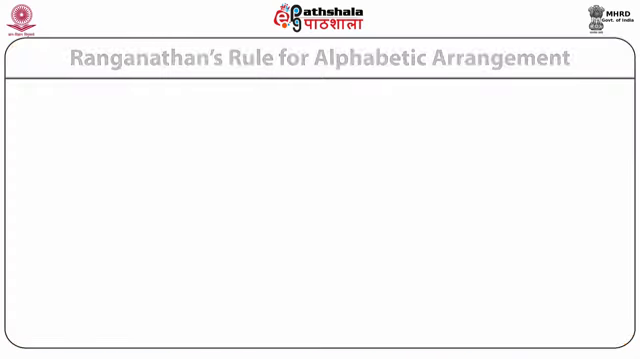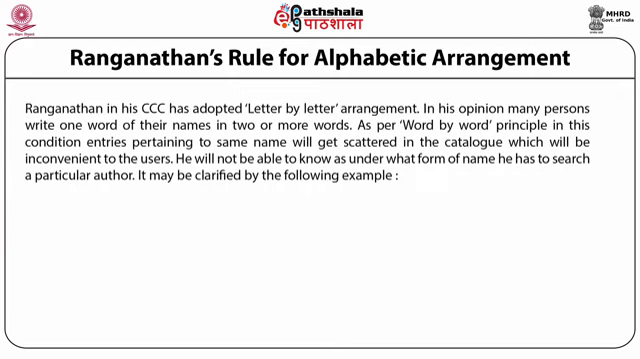Ranganathan in his CCC has prescribed the midway position between these two basic principles. He mechanized the arrangement of entries by specifying the rules of alphabetization and rules of writing in chapter ED of the Classified Catalogue Code in an integrated manner. Ranganathan in his CCC has adopted letter by letter arrangement.